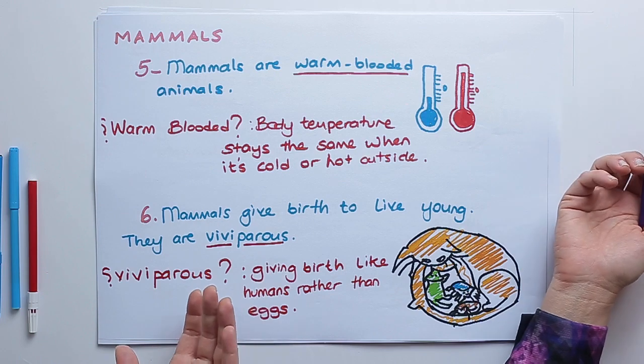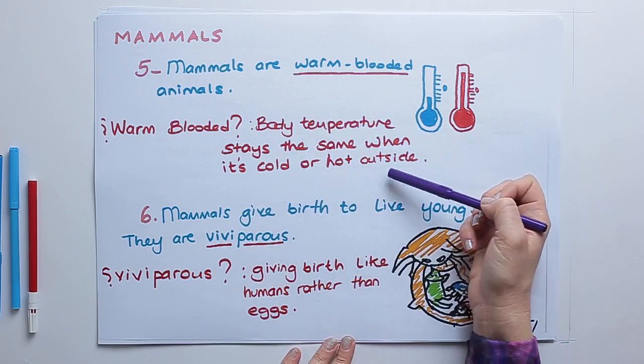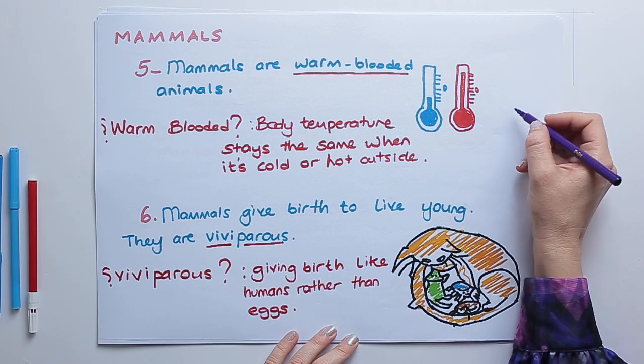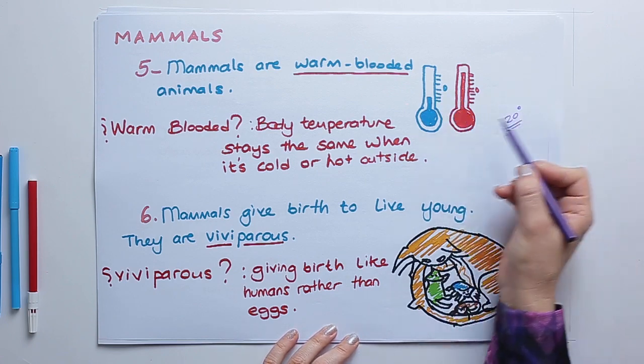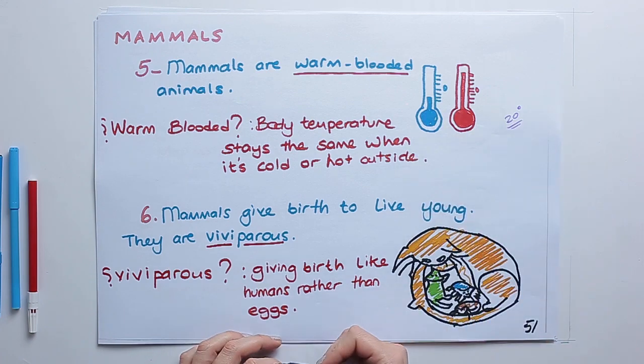What's a warm-blooded animal? Body temperature stays the same when it's cold or hot outside. For example, we can say that a mammal's body temperature is 20 degrees. It doesn't change, no matter the weather, whether it's cold or hot.